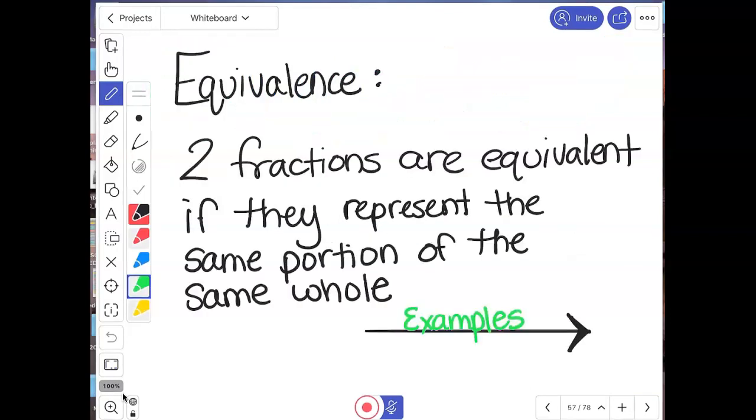So the first thing we need to do is understand what equivalence or equivalent means. Two fractions are equivalent if they represent the same portion of the same whole. Let me give you an example.